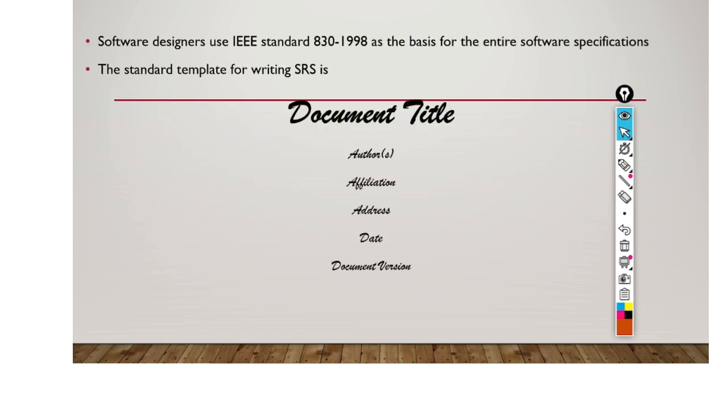So, this is the template of SRS according to the IEEE standard. Here we have the document title, then the authors, in the sense of who is involved, the affiliation and address, date and document version. This is the template for the SRS.